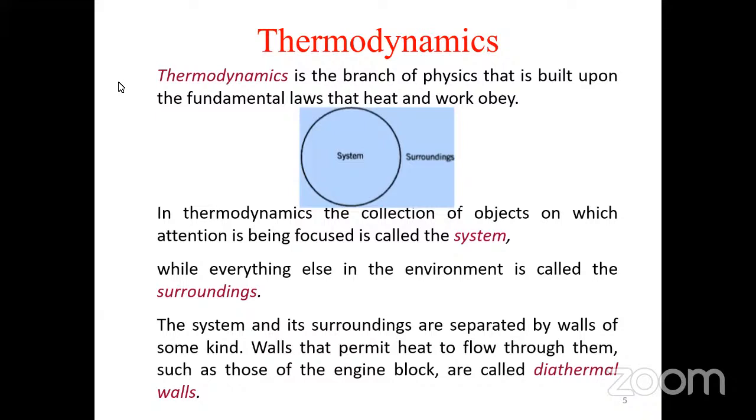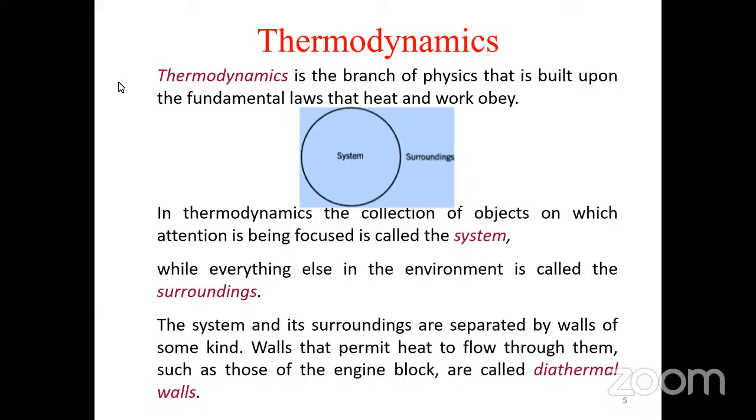In thermodynamics, the collection of objects on which attention is being focused is called the system. I'm going to explain and give you an example. For instance, a human being is a system. Let's say we are studying a human being. Then what you're studying is the system.